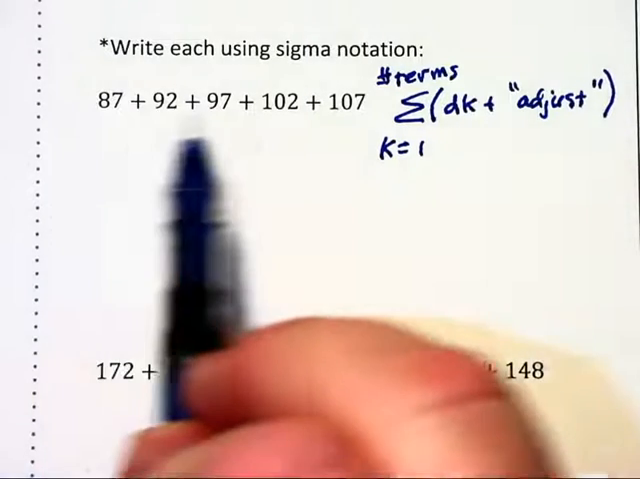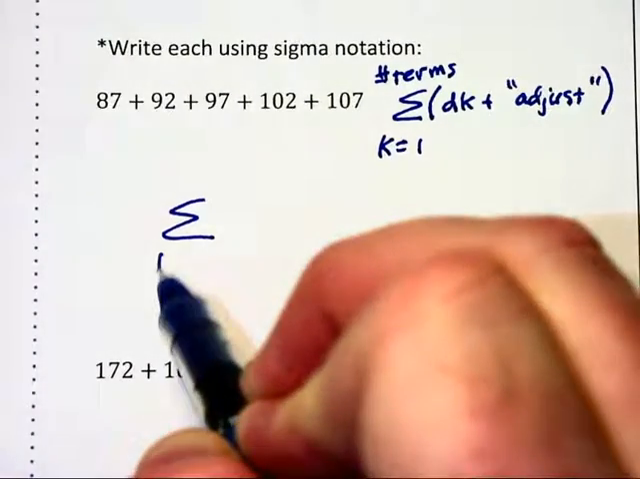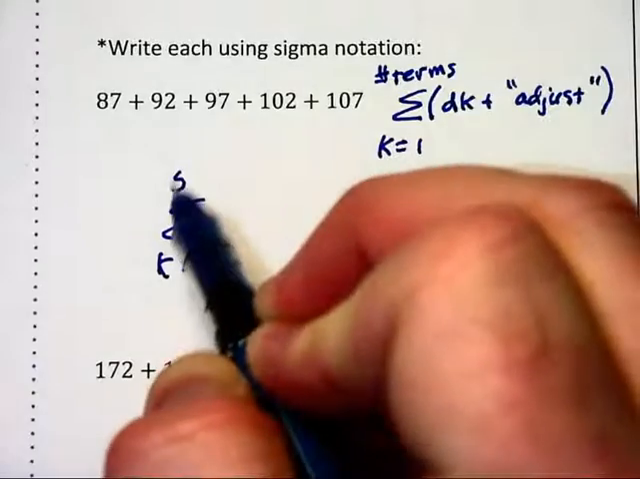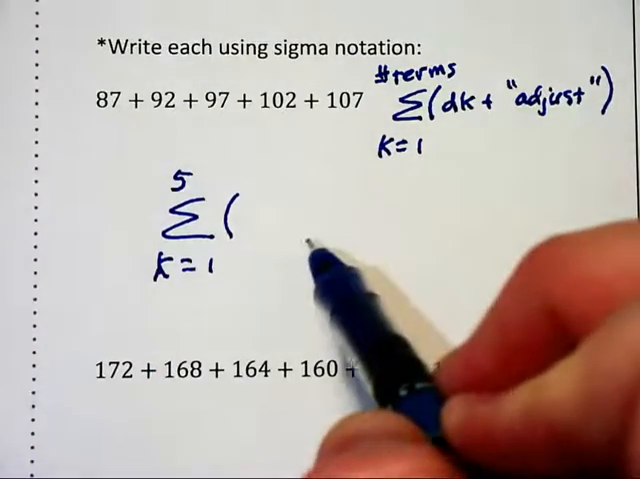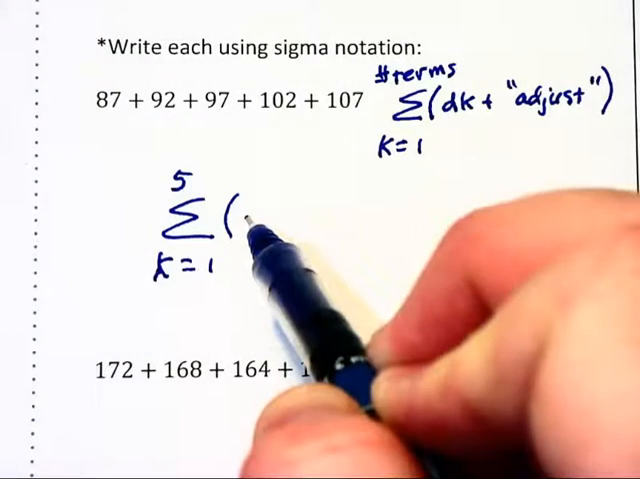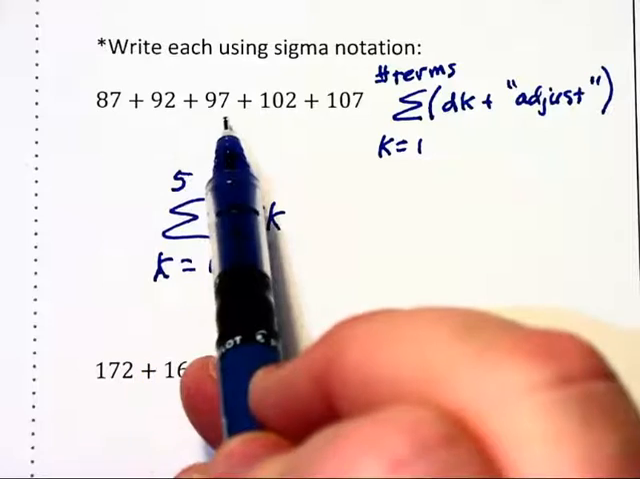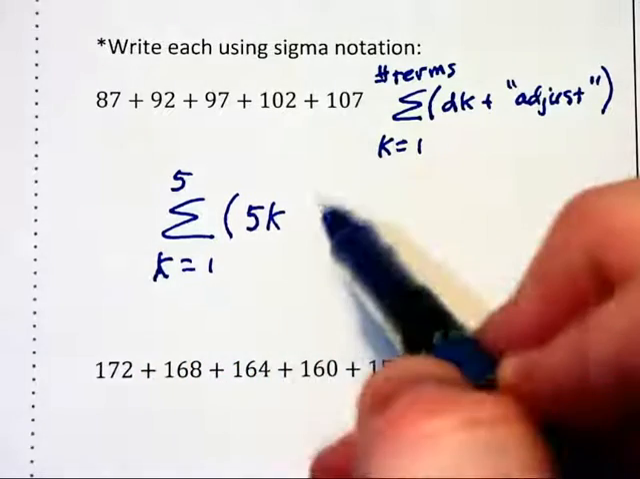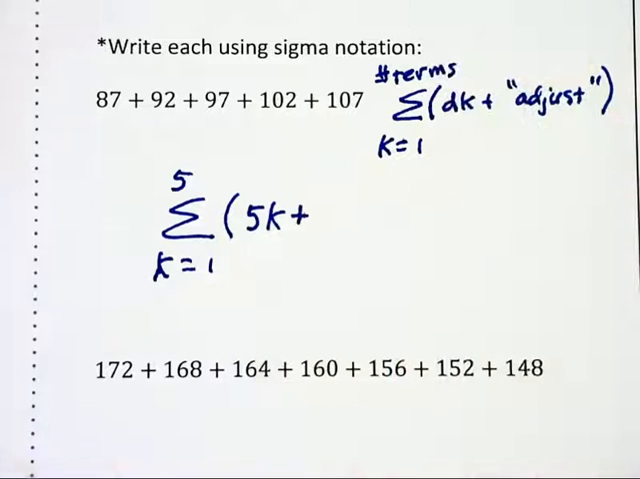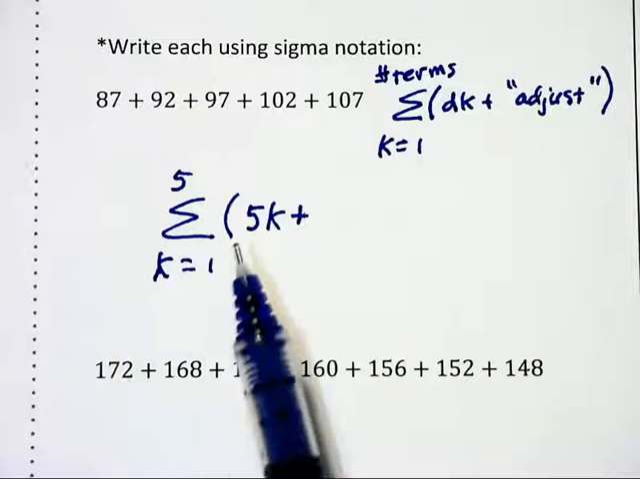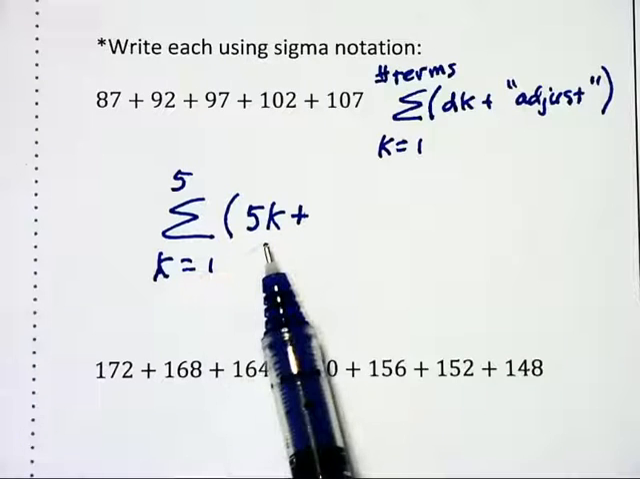We have 5 terms in this series, so we will have the sum as k goes from 1 to 5 of dk. dk for us will be 5k because d is equal to 5. We're adding 5 in this series, plus some number. Now, there are a lot of series where the terms are 5 apart. This representation that we're putting here is not unique.